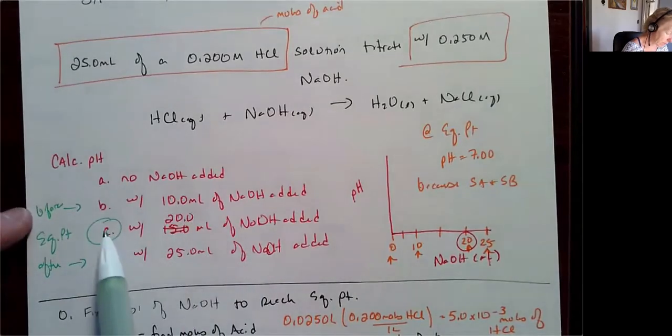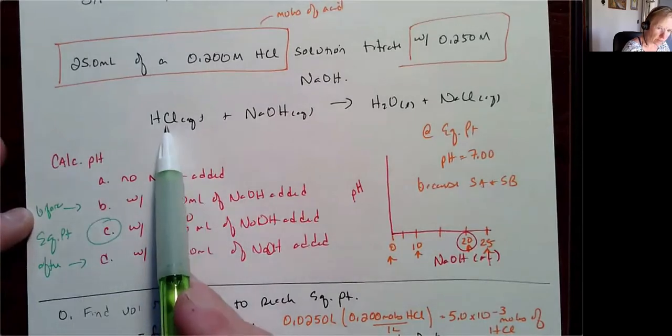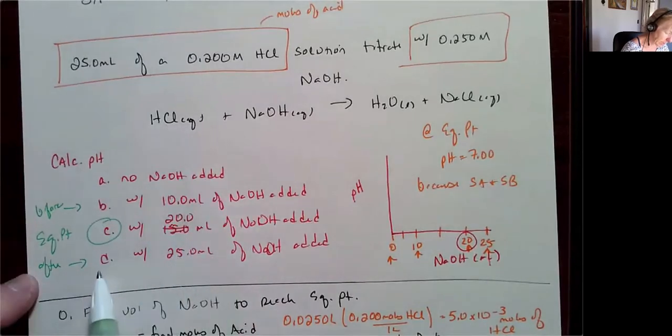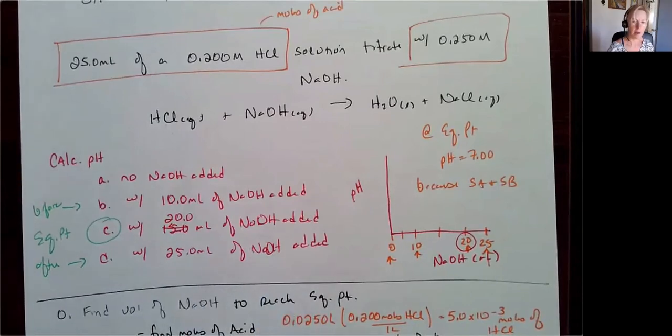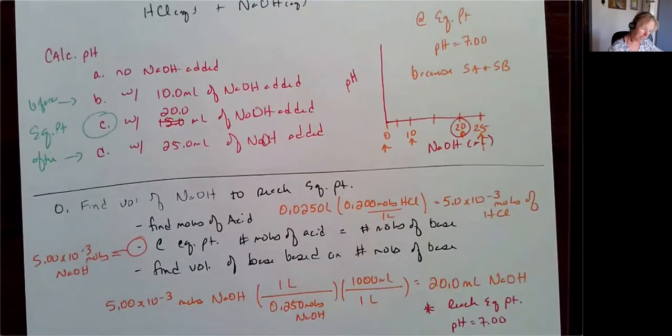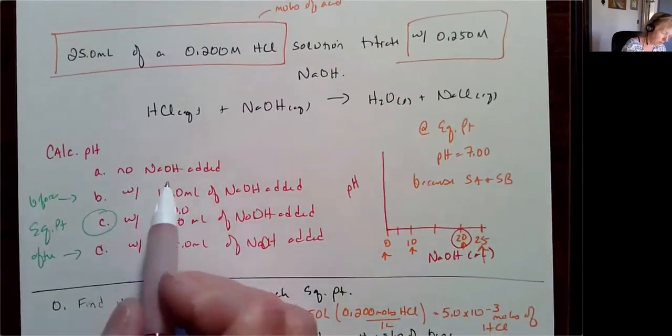So my pH here is going to be driven by how much hydrochloric acid hasn't reacted, and my pH here is going to be driven by how much additional sodium hydroxide I have in past what I needed to react all of my acid. Okay, so to find my initial pH, no sodium hydroxide added.